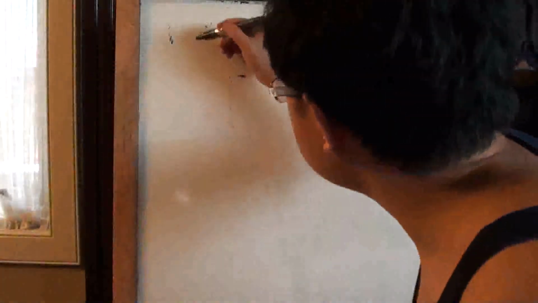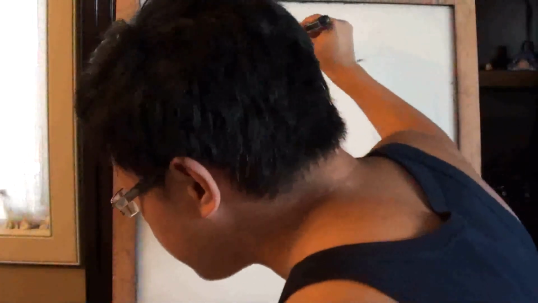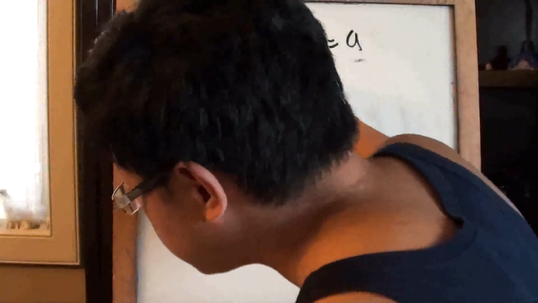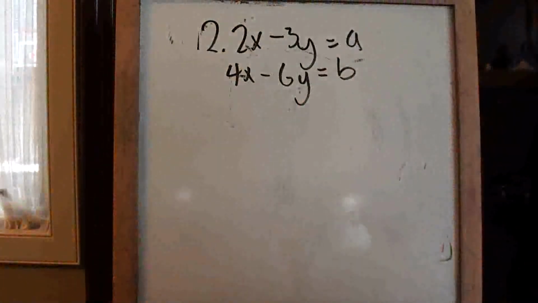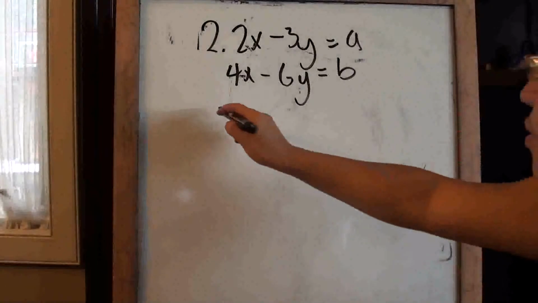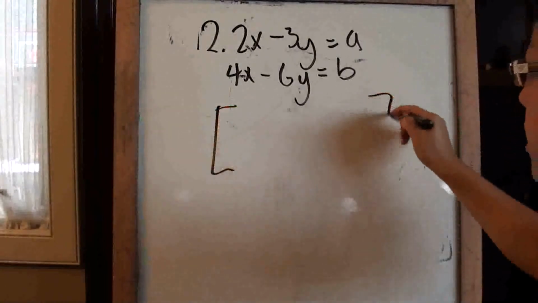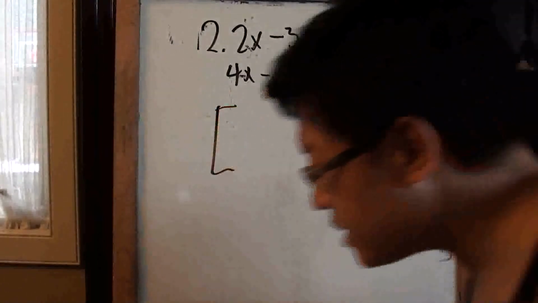And a more algebra-intense version of the same question will be number 12. It's going to be 2x minus 3y equals a, and 4x minus 6y equals b. Okay, so that's the case, right? So if you have a question like this, same idea. Put it in matrix format. Well, I'm just going to put it in matrix format.